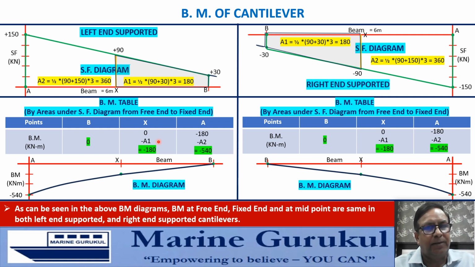At free end in both cases should be same. So there is no reason for the bending moment at free end in two cases to be different, or at the fixed end to be different, or at any other corresponding point to be different. Therefore, please remember, the bending moment of a cantilever is always 0 at its free end.